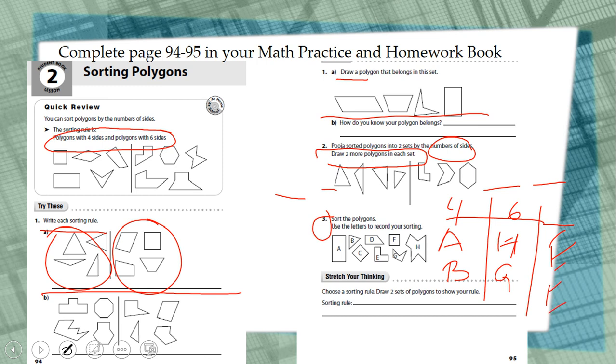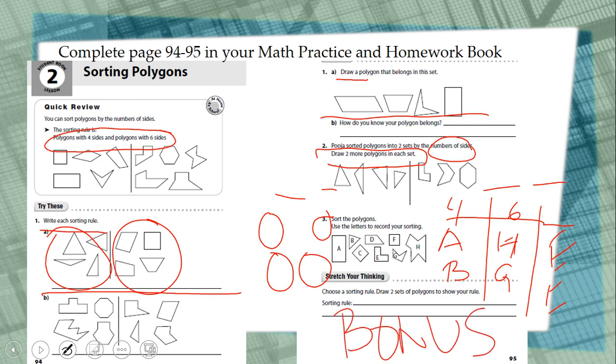So that's what you're going to do. You're just going to sort them into groups. If you want, you can even do circles and just put the letters that go together in circles, okay? You only have to write the letters. You don't have to redraw the shapes. And then always, the stretch you're thinking is a bonus question. So if you would like to do it, you can, but you don't have to.